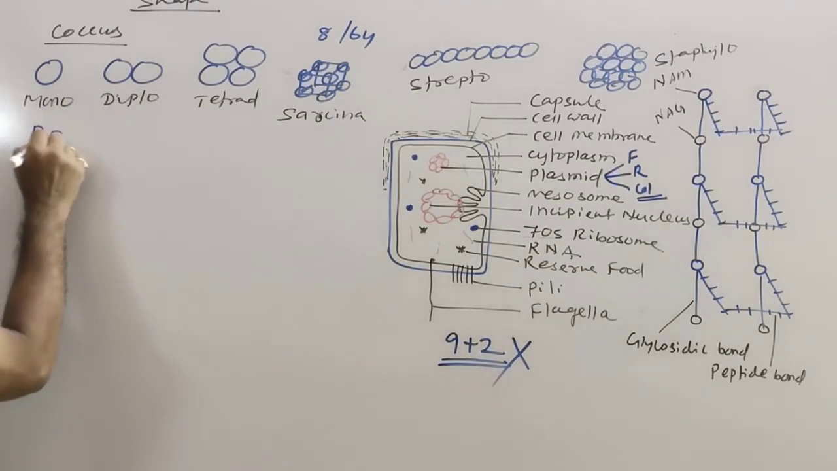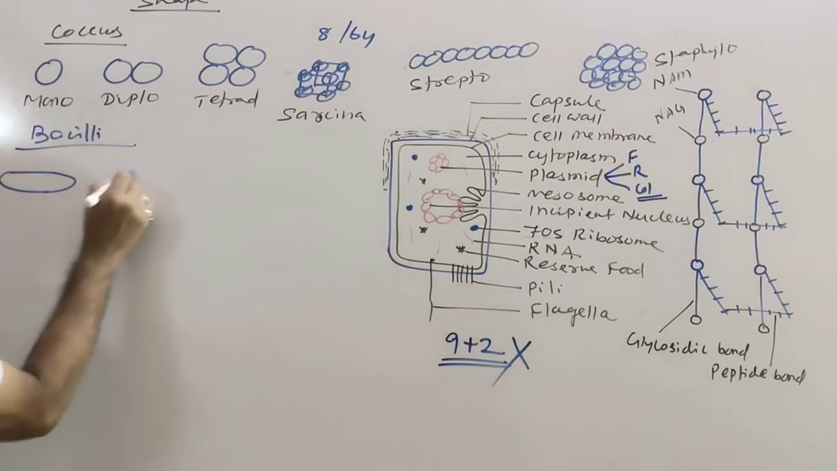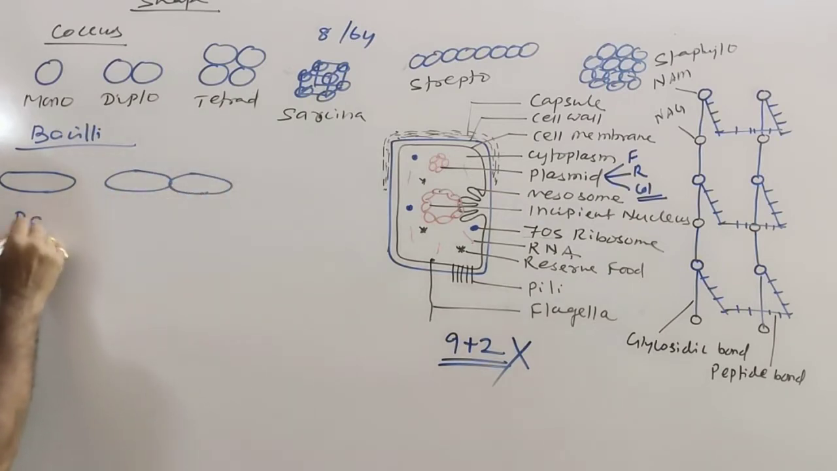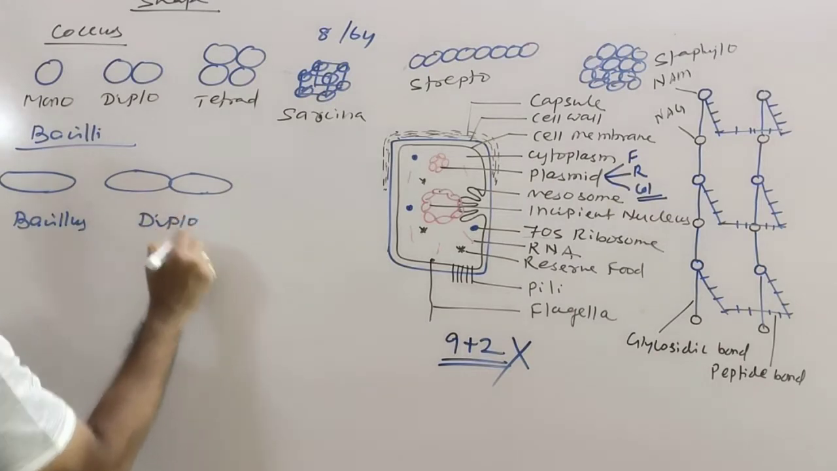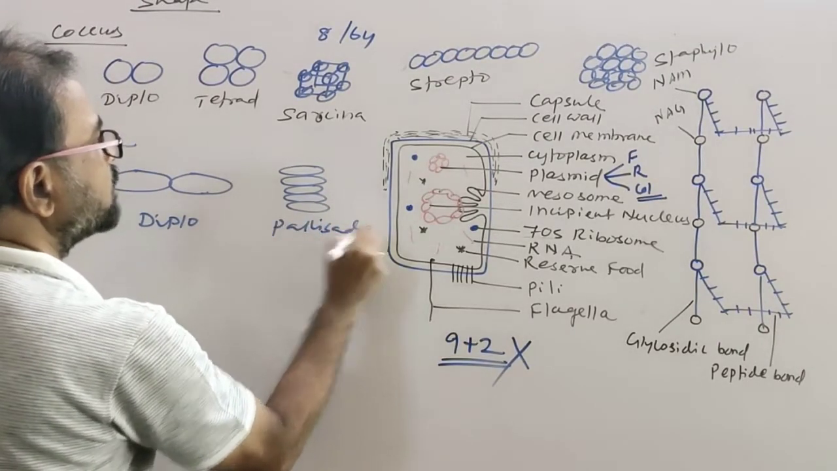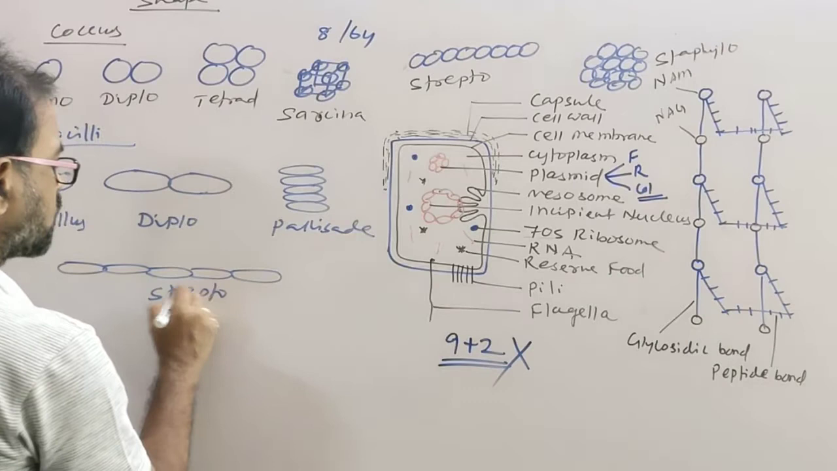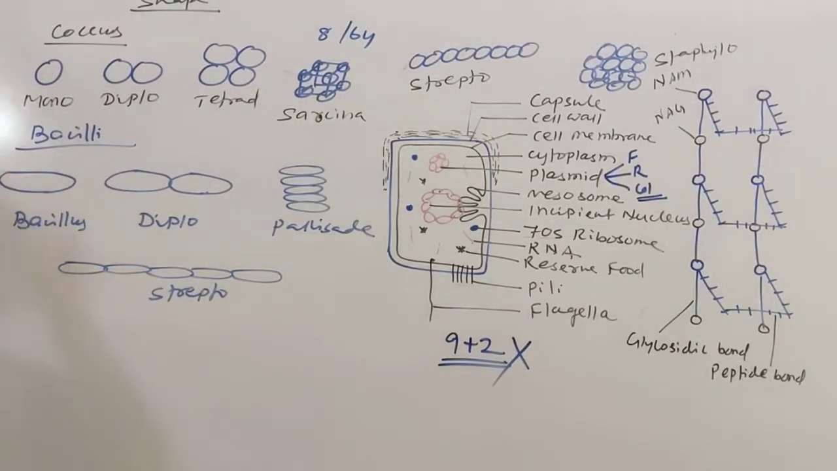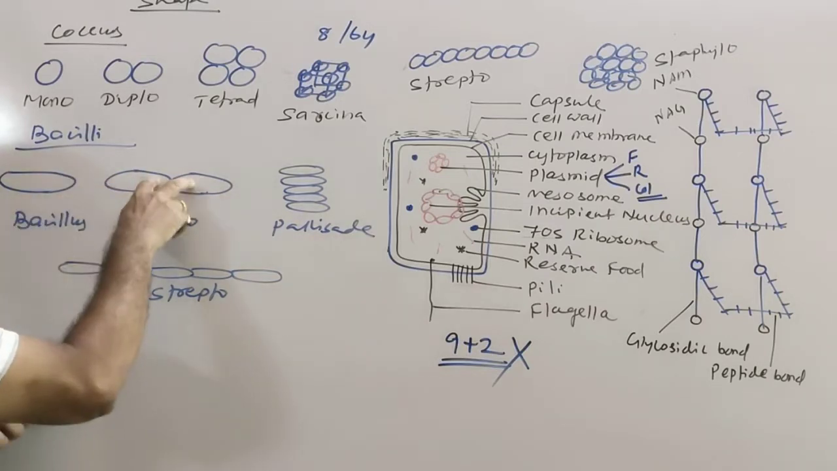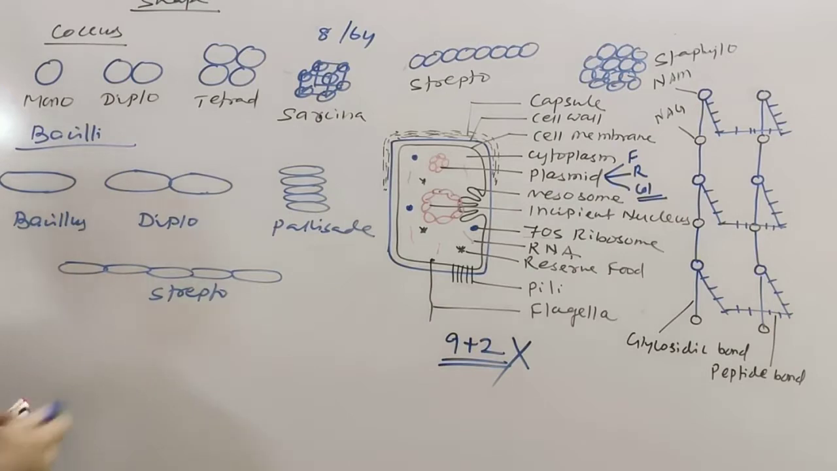Next, bacillus. Bacilli are rod-shaped bacteria. If a single cell is present, it is called bacillus; two cells, diplobacillus; a number of cells arranged one above the other, palisade bacillus; and if a chain of cells is present, streptobacillus. Generally, bacilli are rod-shaped with blunt ends.